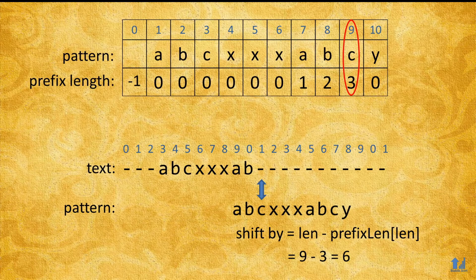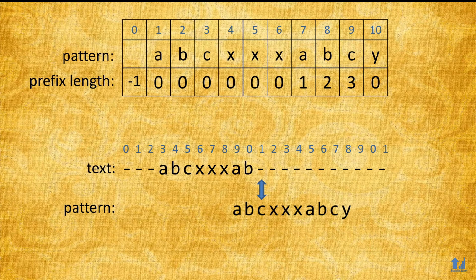Note that after the shift, the first 2 characters, A, B, are aligned. This is not a coincidence. It's exactly because of these 2 characters that we could not shift by an even bigger step. Note also that the index to text at which we are to do the next comparison is unchanged.